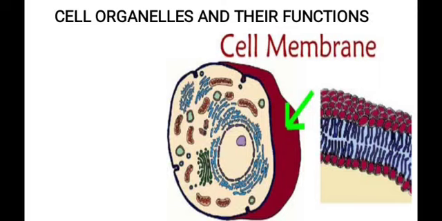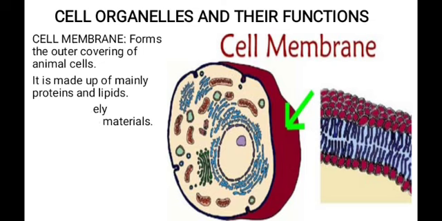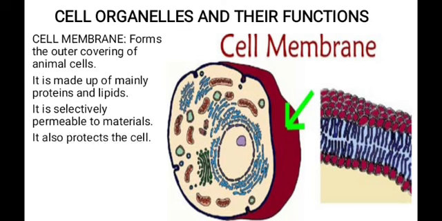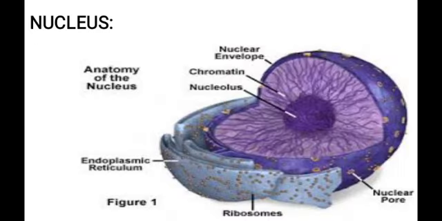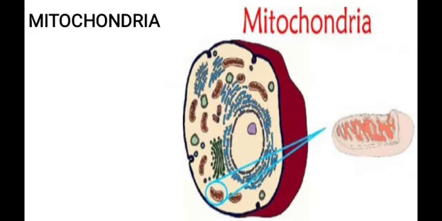The first organelle we are looking at is the cell membrane. The cell membrane forms the outer covering of animal cell. It is made up of mainly proteins and lipids, and it is selectively permeable to material. It also protects the cell. Next organelle is the nucleus. The nucleus is centrally placed in animal cell. It is involved in storage of genetic materials, chromosome, and gene, and it controls all activities of the cell.